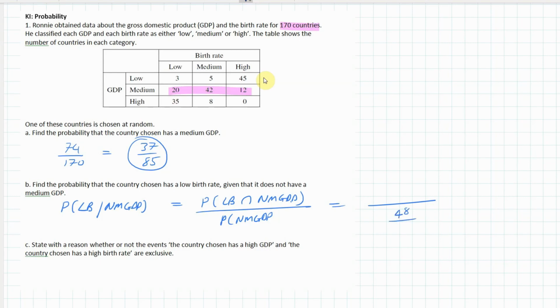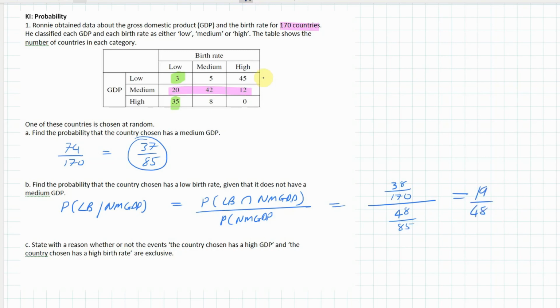or 48 over 85. And the probability that we get a low birth rate and not medium GDP is this bit and this bit, you can see. So that's 38 out of 170. So now when we just put that all on our calculator, we get 19 over 48. So 19 over 48 it is.